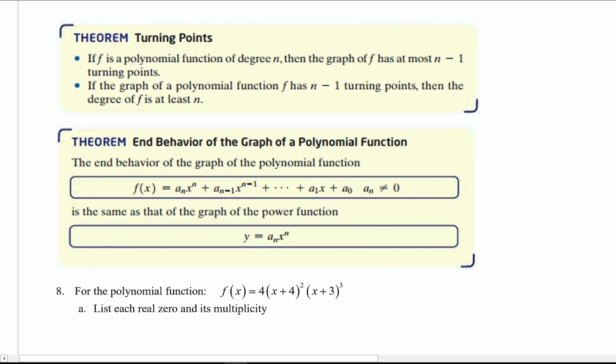All right, turning points. If f is a polynomial function of degree n, then the graph of f has at most n minus 1 turning points. If the graph of a polynomial function f has n minus 1 turning points, then the degree of f is at least n. So let's talk about turning points. What is a turning point? And what does this mean when it says if it's of degree n, then the graph has at most n minus 1 turning points?